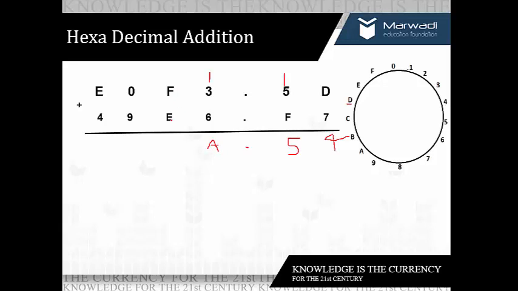F plus E. E is equivalent to 14, so we will be counting 14 from E: 1, 2, 3 and so on up till D. My answer would be D and 1 carry over here. 1 plus 0 plus 9 is equivalent to A, that is 10. E plus 4: 1, 2, 3, 4. 2 over here and 1 carry, which would be propagated over here.